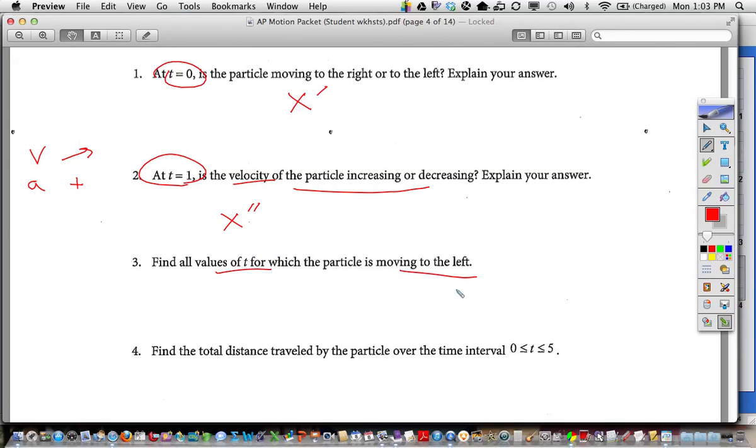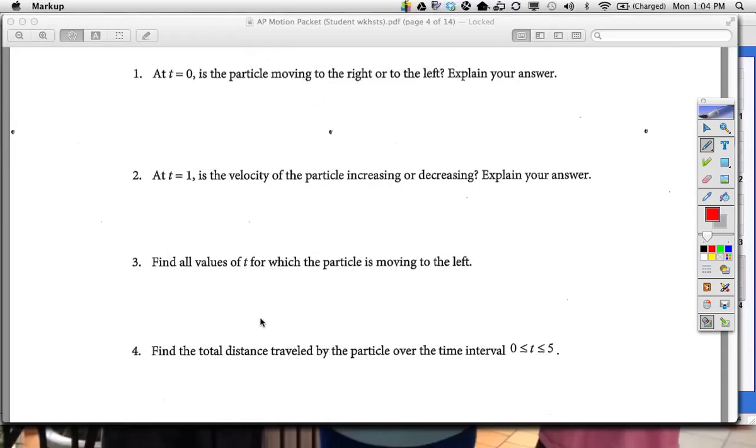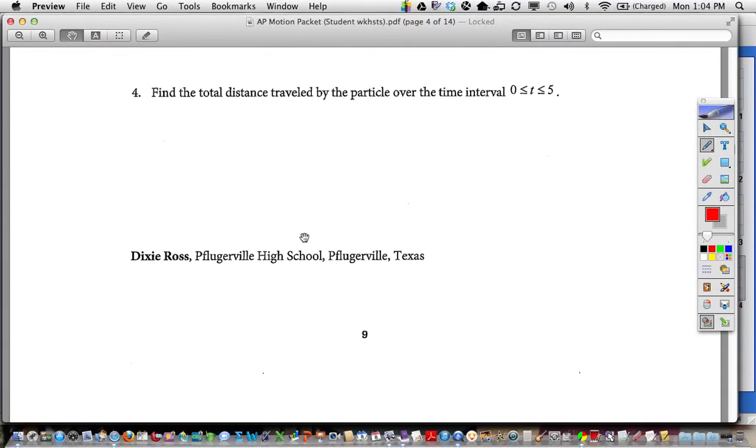Oh, now here's where you have to do it. All values of t where it's moving to the left. So what do you do there? First derivative, set equal to 0, do a number line. See where it's moving to the left. Now, what do you end up with? What are the points on the number line? 1 and 3. Positive, negative, positive. So it's moving to the left from 1 to 3. All right, now, I want to talk about number 4 here.